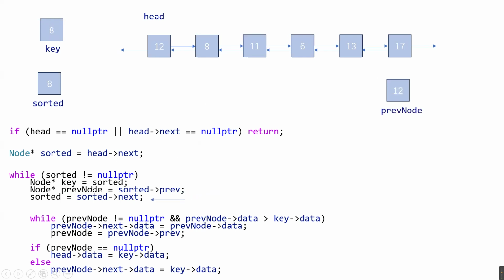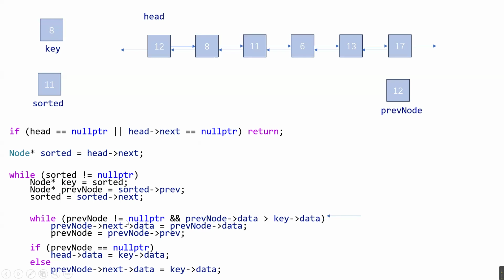And then the sorted will become the sorted's next. It will become 11. I know that in this step, it's hard to understand, but don't worry. In the next process, you will clearly understand what the code is doing. Okay.